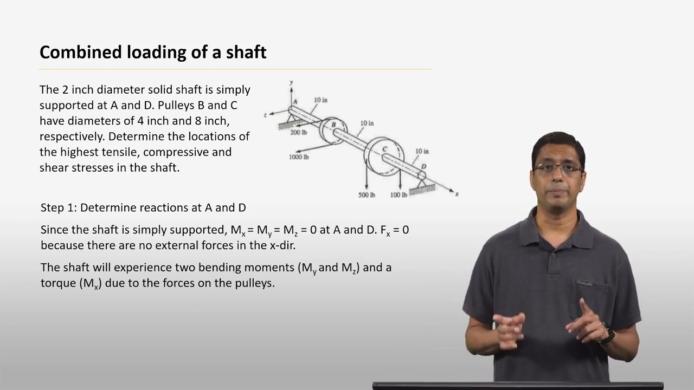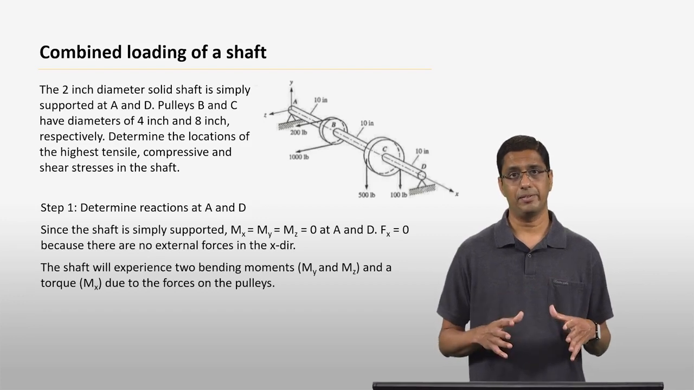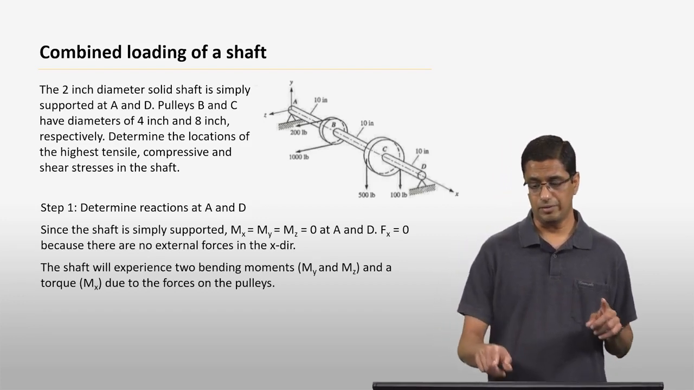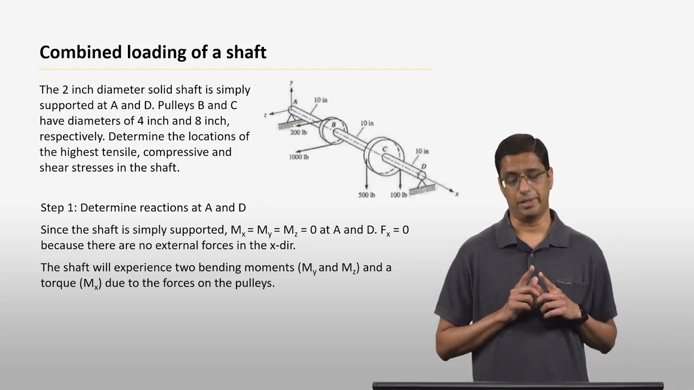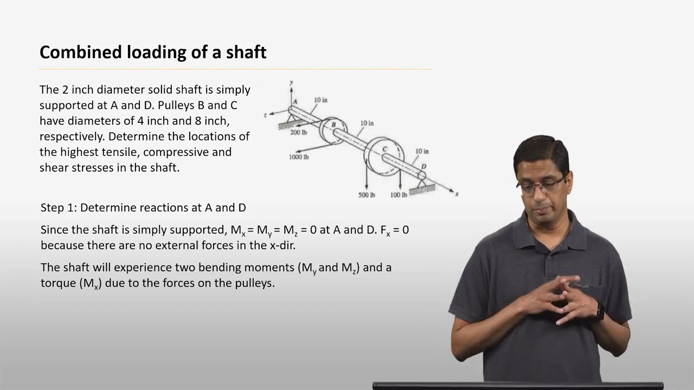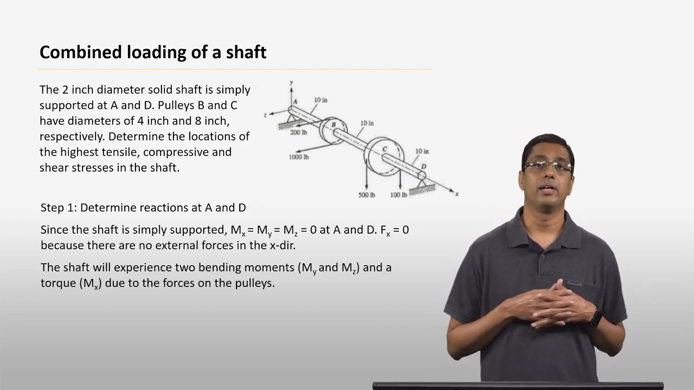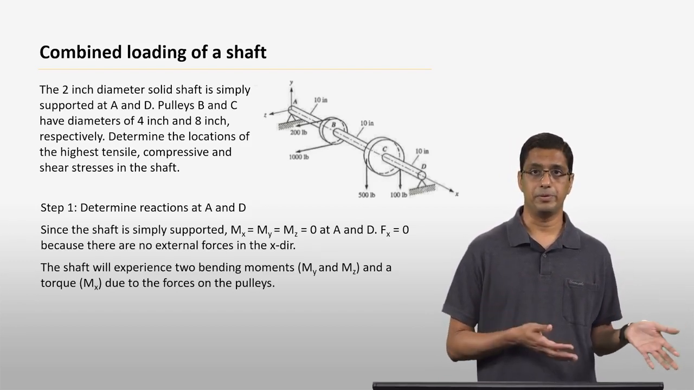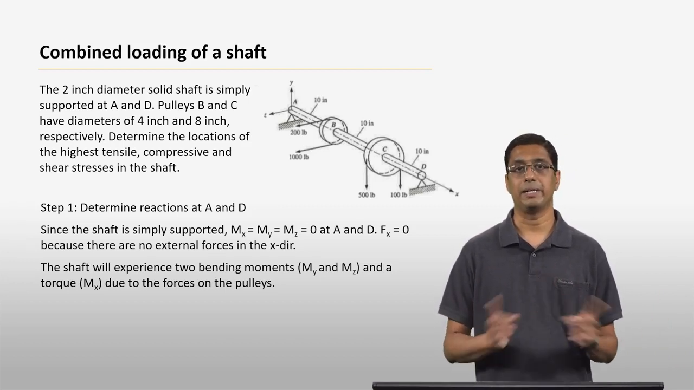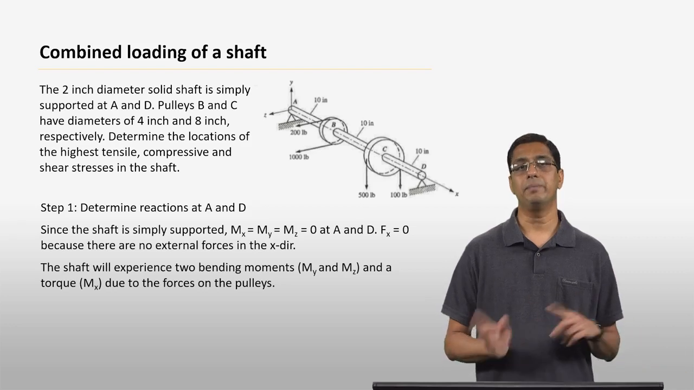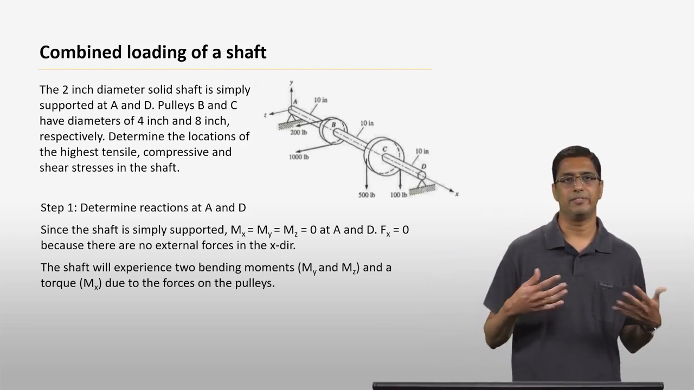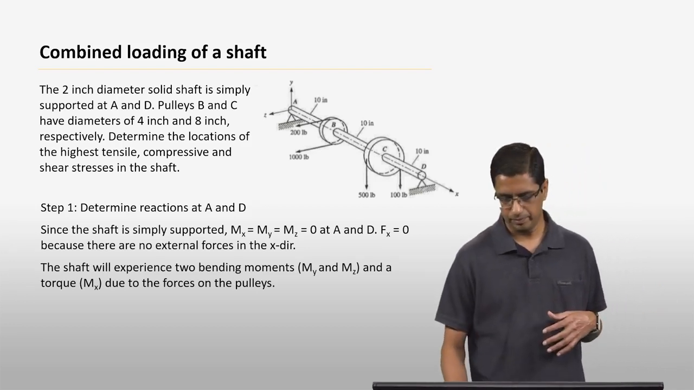There is also going to be a torque, Mx, acting along the axis of the shaft because of the uneven force in the two pulleys. If you look at pulley B, for example, it has a force of 1,000 pounds on one side and 200 pounds on the other side. The forces are unbalanced, and because of that, you're going to have a torque. But let's first start with finding the reactions at A and D.